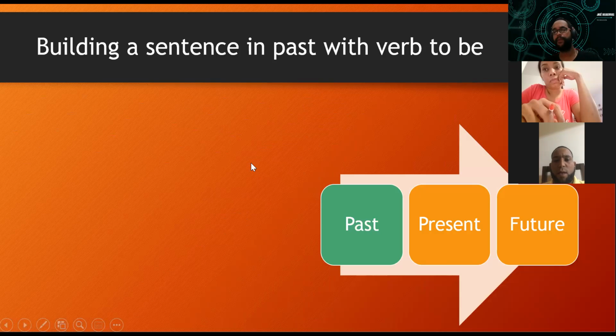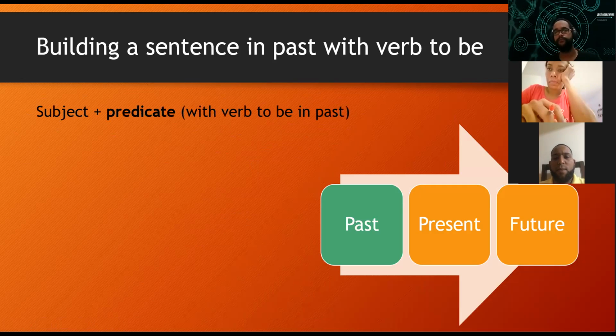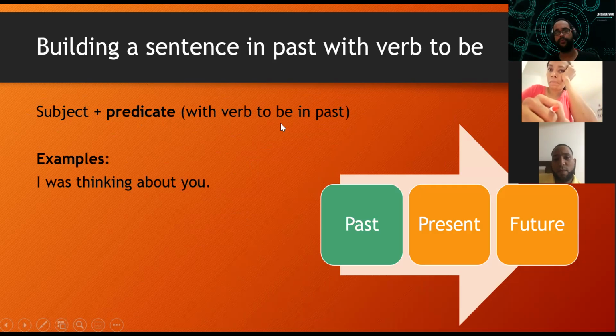So let's start with the past tense. When we have the verb to be and knowing how we can build a sentence in past, we need a subject and the predicate. But the predicate will have the verb to be in past. For example, I was thinking about you. This is past because I'm using was. If I use am, I'm gonna be talking about present.